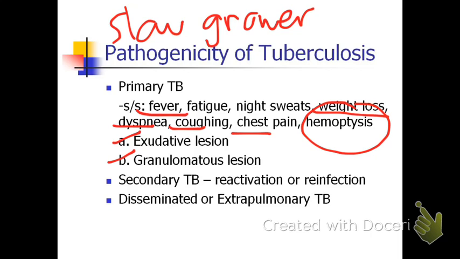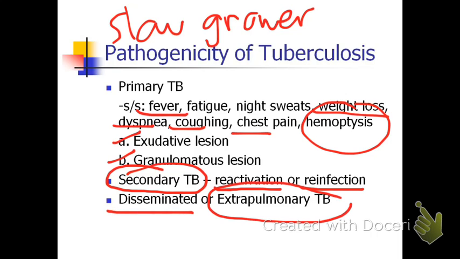However, let's say, for example, you did not finish the antibiotic regimen. Then, you might experience this so-called secondary tuberculosis, wherein there is a reactivation or reinfection. Now, if you are not able to contain the infection in the lungs, then it would become disseminated, or we call it the extrapulmonary tuberculosis.